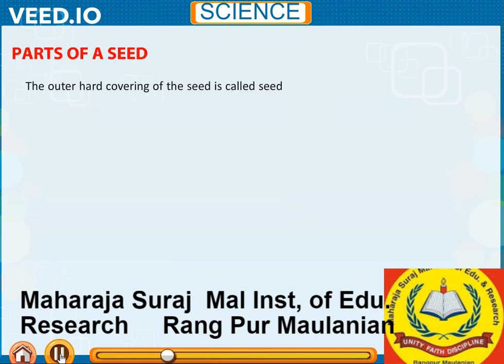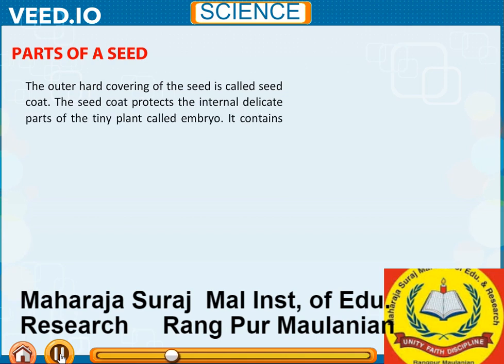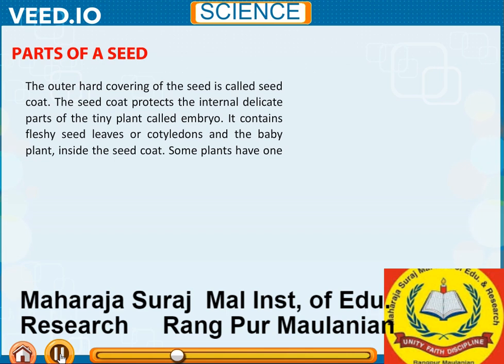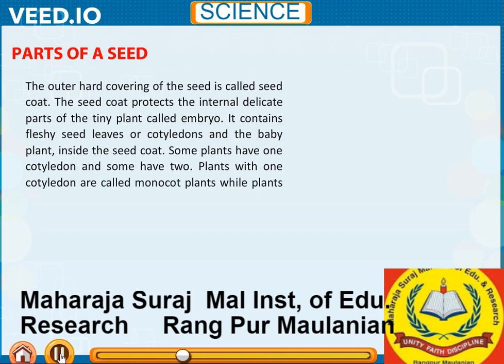The outer hard covering of the seed is called seed coat. The seed coat protects the internal delicate parts of the tiny plant called embryo. It contains fleshy seed leaves or cotyledons and a baby plant inside the seed coat. Some plants have only one cotyledon and some have two. Plants with one cotyledon are called monocot plants, while plants with two cotyledons are called dicot plants.